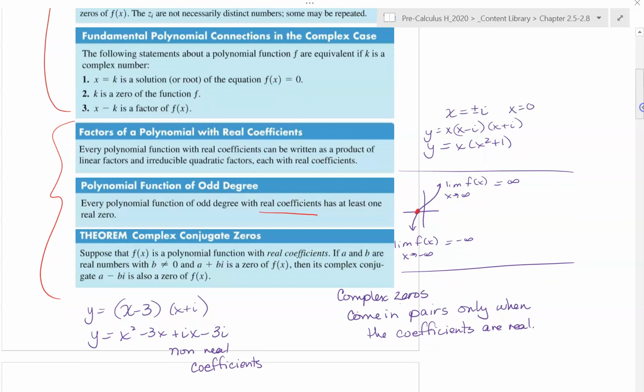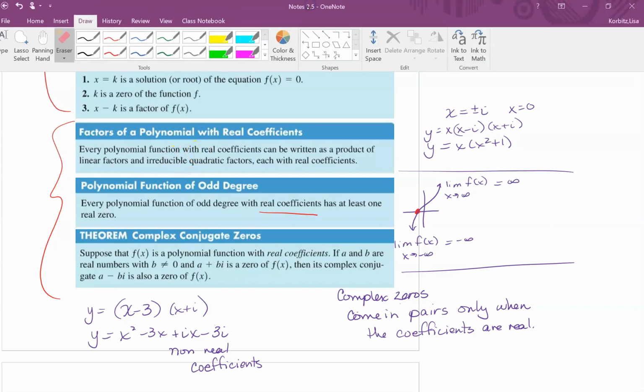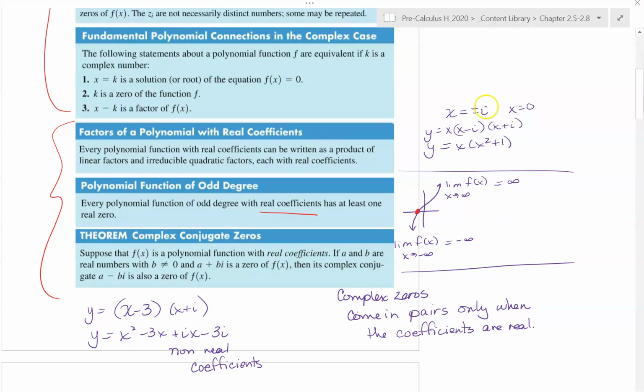Okay, now what I'd like you to do is take a look at the next three theorems. For example, we have: every polynomial with real coefficients can be written as a product of linear factors and irreducible quadratic factors with real coefficients. So, for example, if you have a cubic polynomial with two imaginary zeros, let's say i and negative i, and a real zero, let's say x equals 0, notice that when you multiply this, you have x times the quantity x squared plus 1.